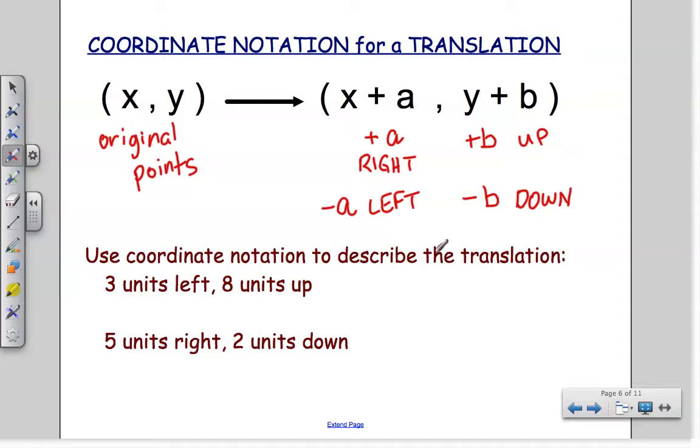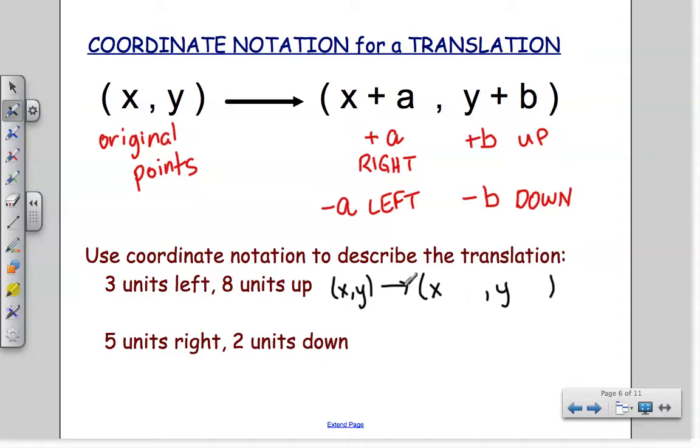So let's use coordinate notation to describe these translations. If I have an original figure and I want to move every point 3 units left and 8 units up, I'm going to write it this way. So I start out and I just do original x comma y. How am I translating it? Every x comma y becomes what? What am I doing to x? What am I doing to y?